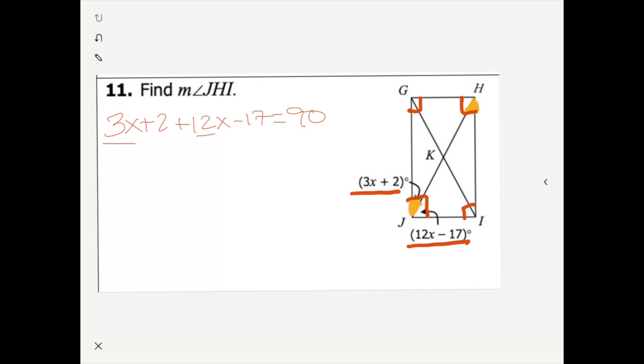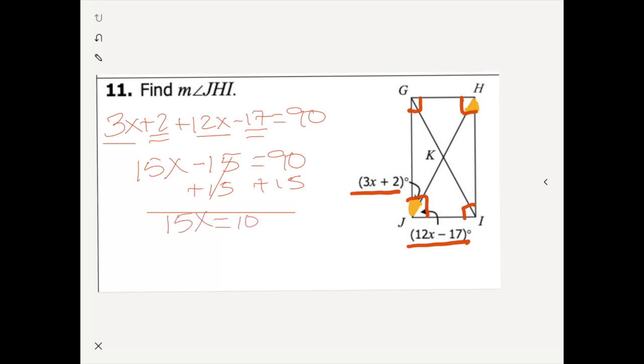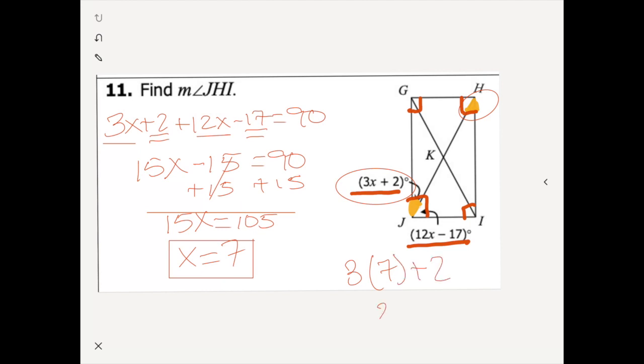I'm going to combine like terms. 12x and 3x, I have 15x. 2 and a negative 17, I have minus 15 equals 90. I'm going to add 15 to both sides. I have 15x is equal to 105, which means x is 7 if I divide by 15. So I'm going to go ahead and plug this 7 in because I said this angle is congruent to this angle. So we know 3 times 7 plus 2 is going to give us the measure of that angle. We have 21 plus 2. So that means JHI is 23 degrees.